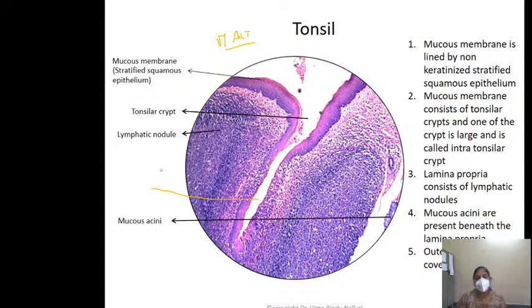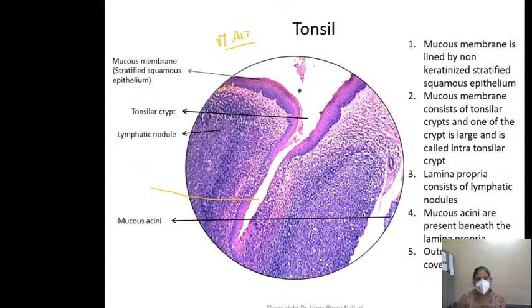The typical structure of the tonsil is that one side, towards the mucosa, the oral side, is lined by the mucosa, stratified squamous non-keratinized epithelium, and the other side, towards the pharyngeal side, is covered by the capsule. So one side is covered by the capsule, the other side by the mucous membrane. And how to identify the stratified squamous epithelium?